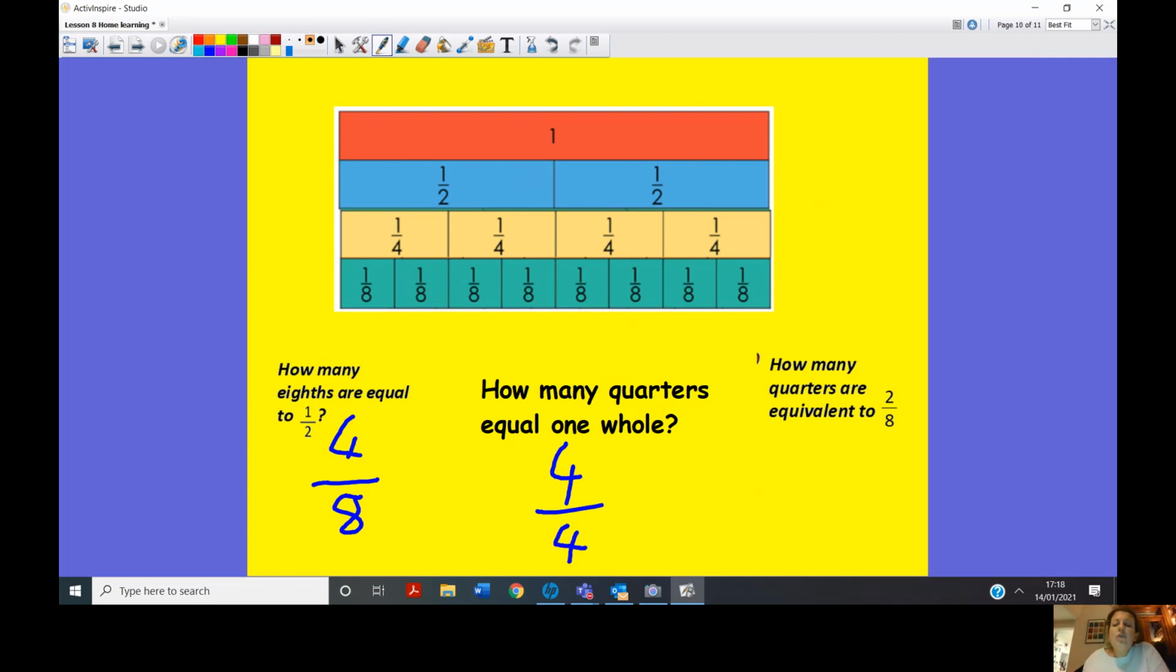And finally, how many quarters are equivalent to 2/8? What that is asking is, how many green blocks do we need to make a yellow block? How many eighths do we need to make a quarter? I can see here is my yellow box and here my green box. I can see I can go 1, 2, 2/8 is the same as a quarter. You might start seeing some patterns with the relationship between the denominators and the numerators. It'd be interesting to see if anyone can look at that and maybe explain it in their Seesaw work.